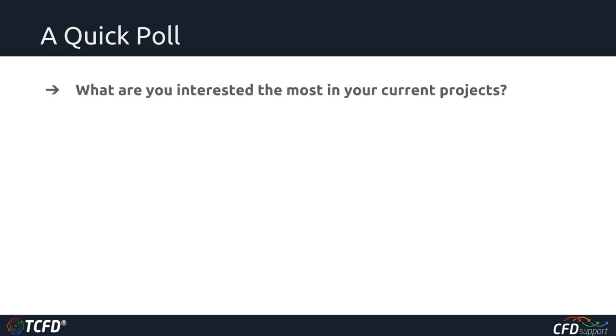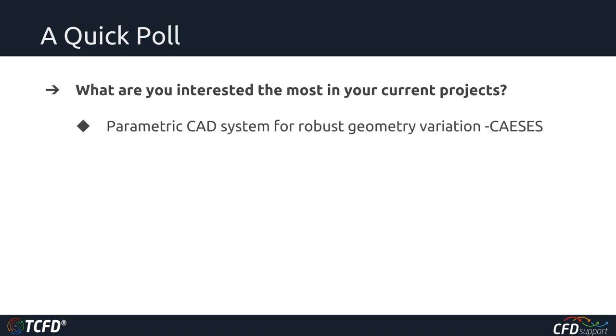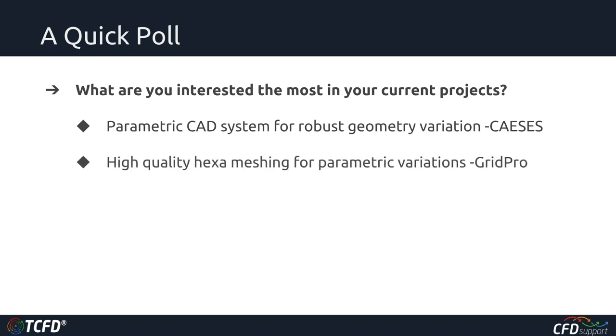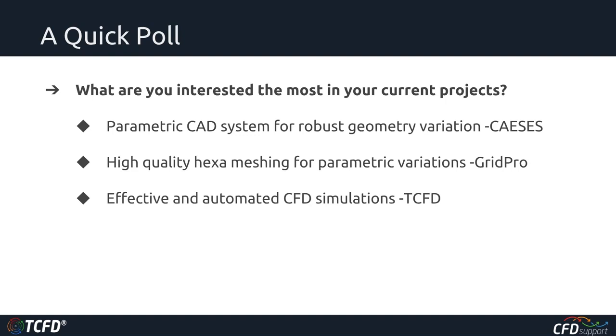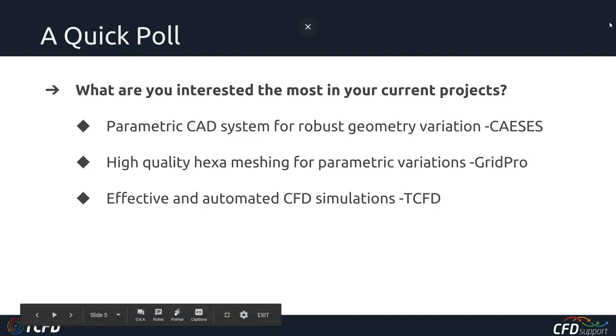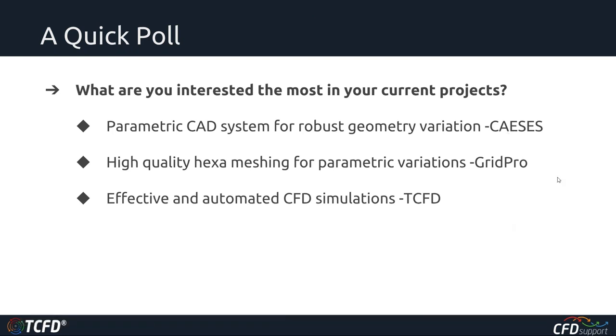Before we start introducing the project we did, we would like to have your little feedback. We would like to ask you a quick question. What are you most interested in for your current projects? Whether it is a parametric CAD system for robust geometry variation like CAESES, or a high quality hexa meshing system for parametric variations like GridPro, or an effective and automated CFD simulation tool like TCFD. I will run a quick poll, which is a little query that allows you to vote.